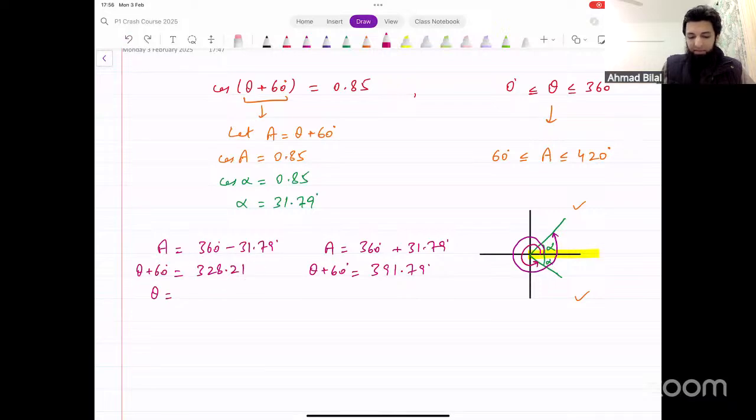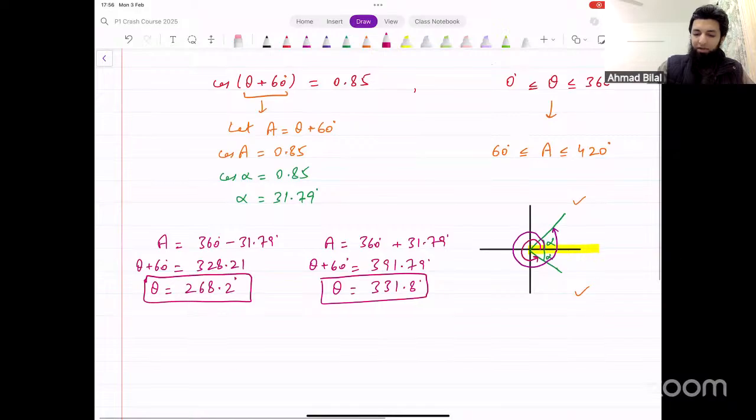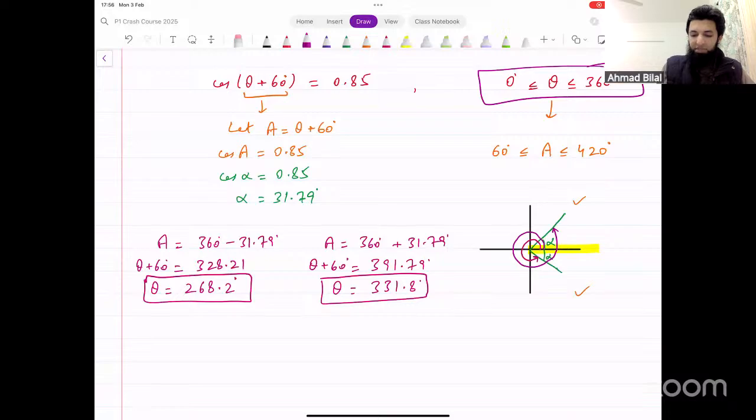328.21 minus 60 degrees will give you 268.2 degrees. That's one possible value of theta. And the other possible value would be 331.8 degrees. These are the two solutions that we get for this particular equation. If you had not adjusted this interval, you would most likely miss out on the second root that we found here, 331.8, because you would not go beyond one full circle. So it is extremely important that you adjust that interval first of all.